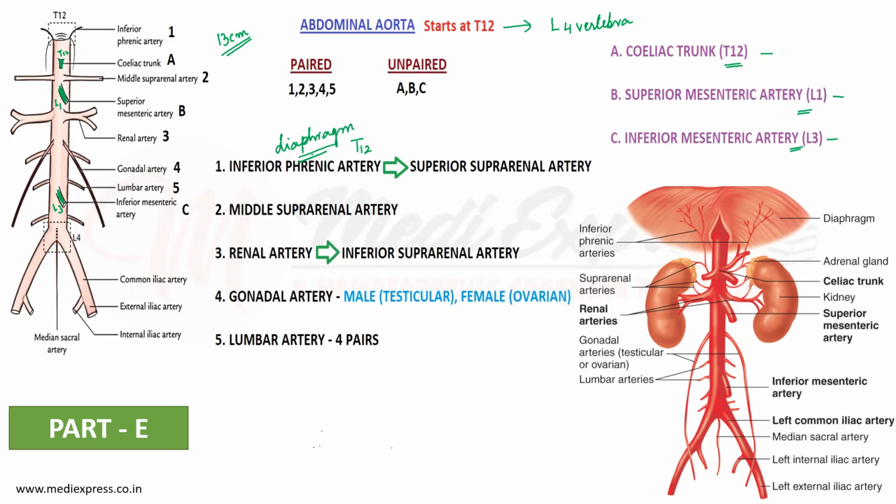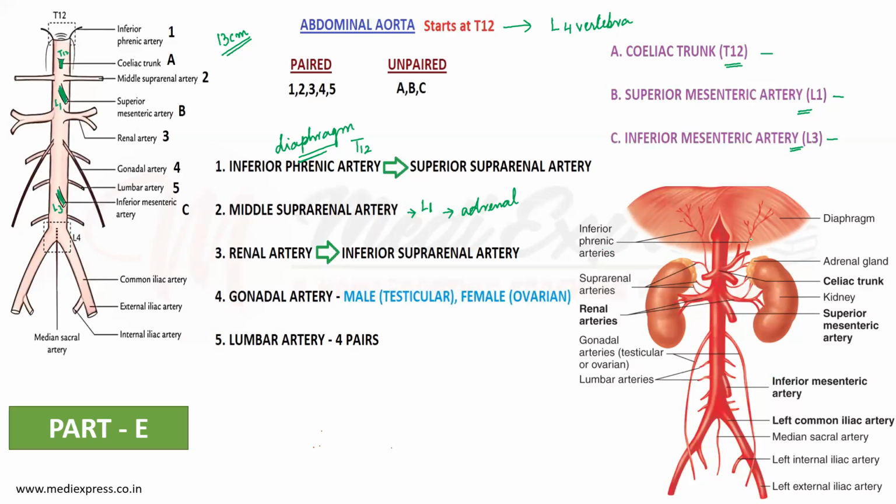Now, there is one more artery which comes along with the inferior phrenic artery, and that is the superior suprarenal artery. The next one we will talk about is the middle suprarenal artery. These again are paired ones, and it arises posteriorly at the L1 vertebra. And what does it supply? It supplies the adrenal gland. You can see over here, we have the adrenal gland.